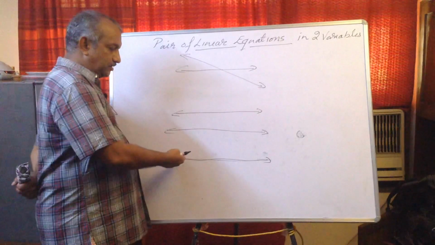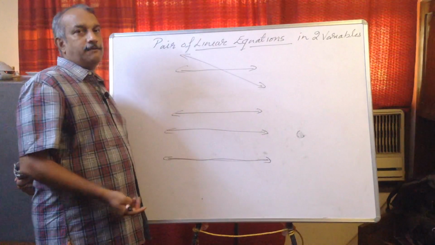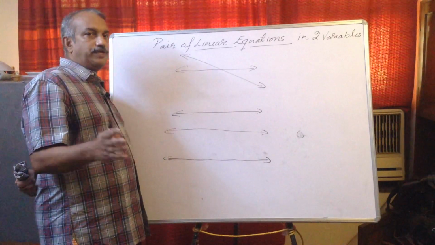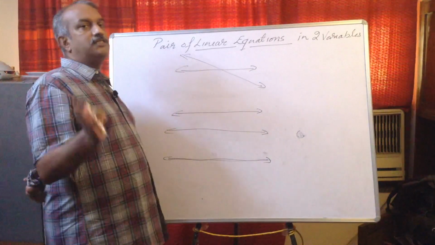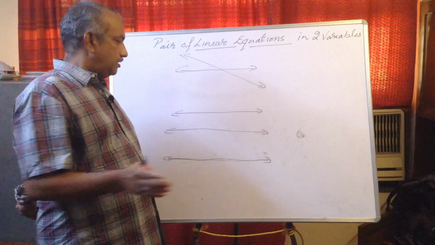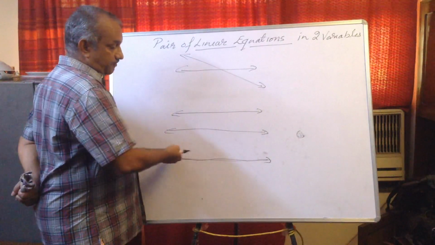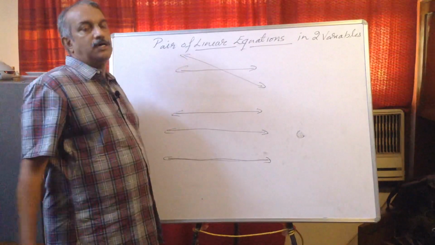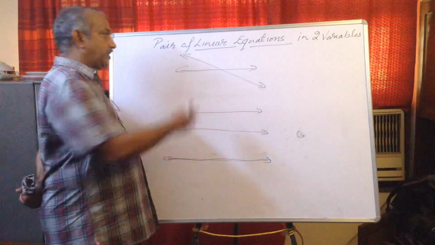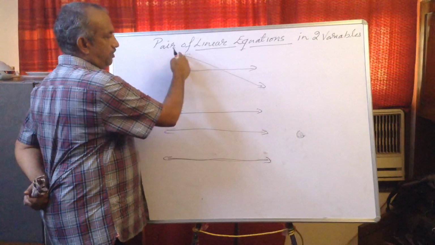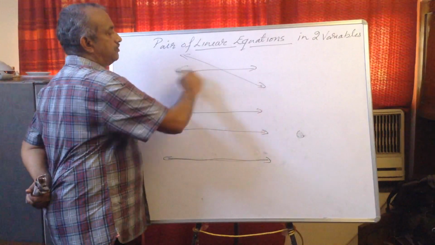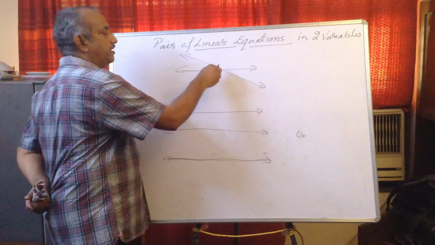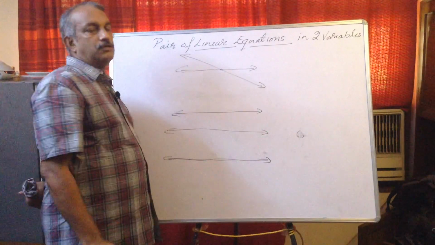Why infinite solutions? Because when we draw the graph of a linear equation in two variables, each point on it is a solution. In this case, both lines are the same, so each point on this line is a solution. But in this case, each point on this line is a solution, and again each point on this line is a solution, but the common one is only one. So this is the only solution.